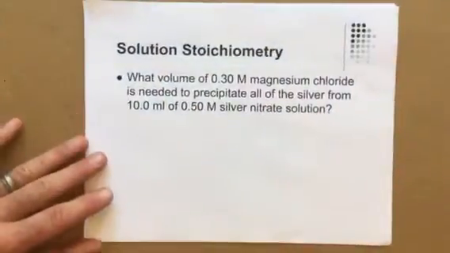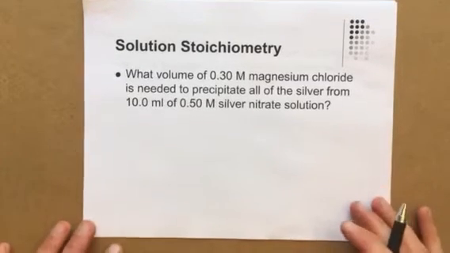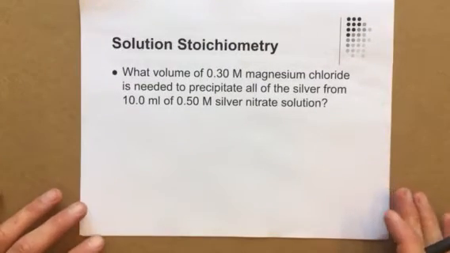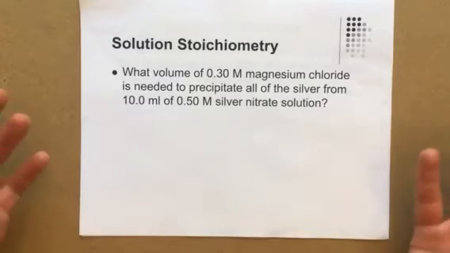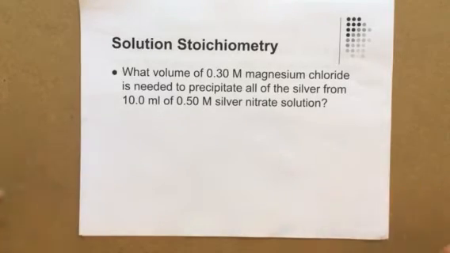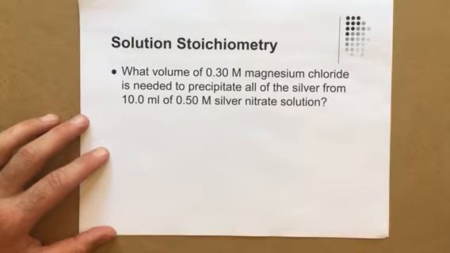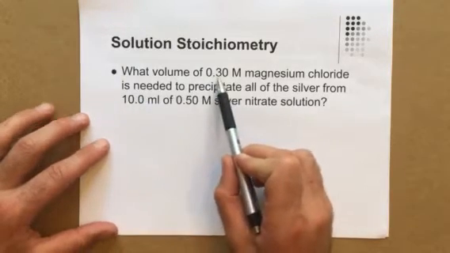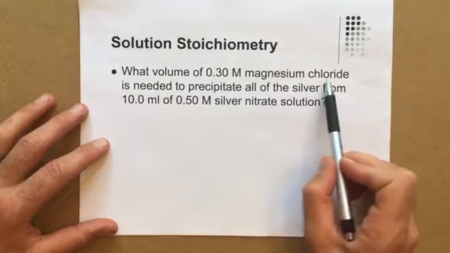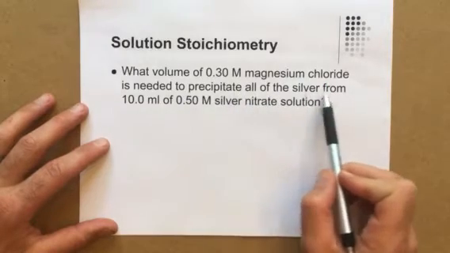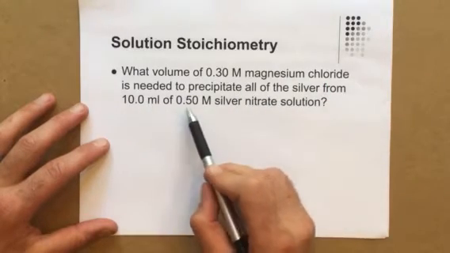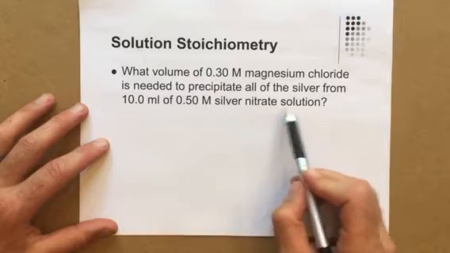So we'll take a look at a couple practice problems. Again, there's nothing really new here. It's just putting together things that we've been learning about: writing balanced equations, using stoichiometry, and using concentration or molarity. So this first example: what volume of 0.3 molar magnesium chloride is needed to precipitate all of the silver from 10 milliliters of 0.5 molar silver nitrate solution?